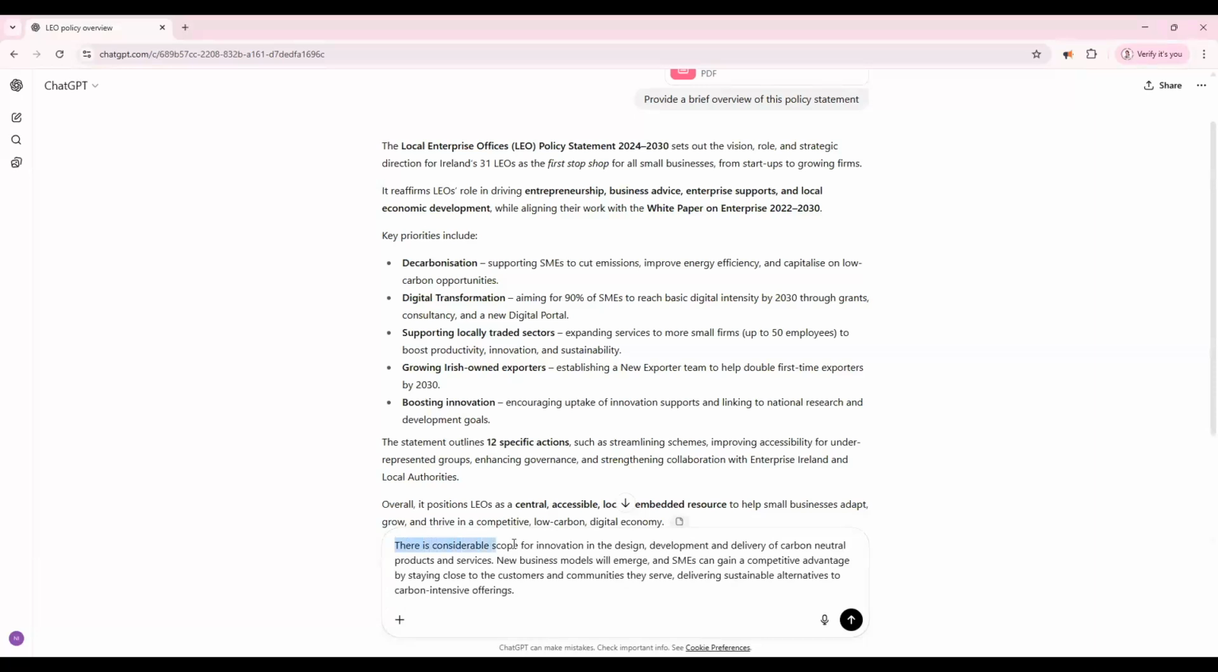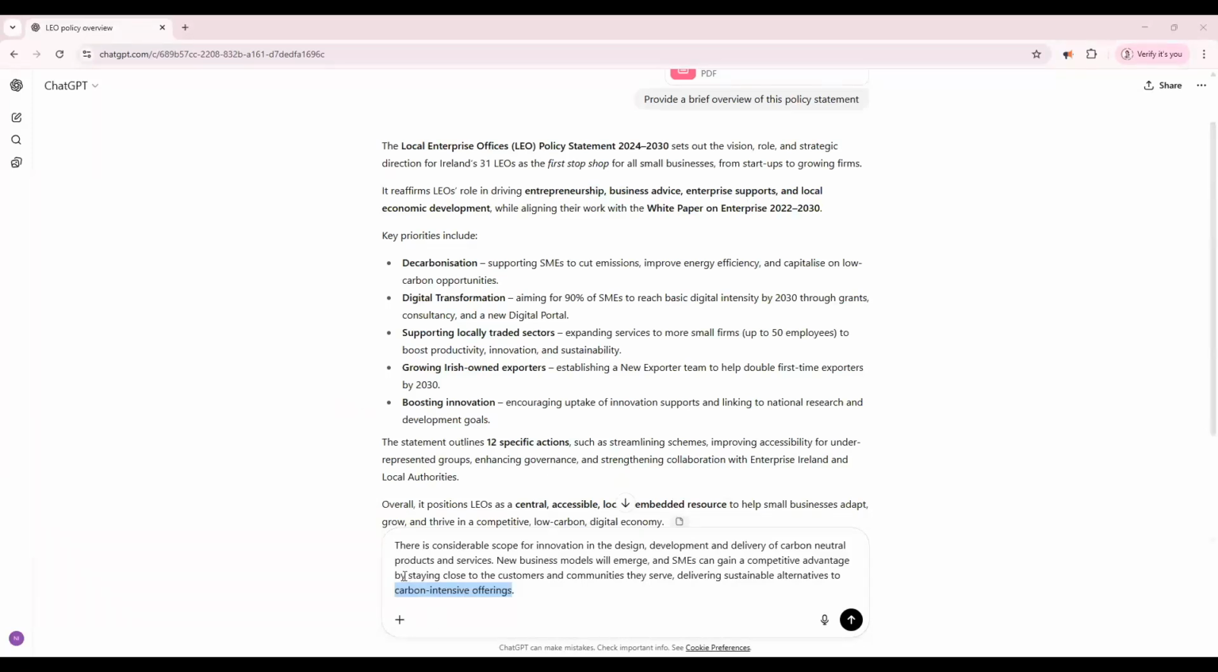So we have, there is considerable scope for innovation in the design, development and delivery of carbon neutral products and services. New business models will emerge and SMEs can gain a competitive advantage by staying close to the customers and communities they serve, delivering sustainable alternatives to carbon intensive offerings. Okay, so the second sentence there in particular is very, very long. I was almost out of breath after reading it. This particular sentence could easily be split into two sentences to make it more digestible and to make it easier to read. Phrases here like carbon intensive offerings, and that's a little bit jargony.